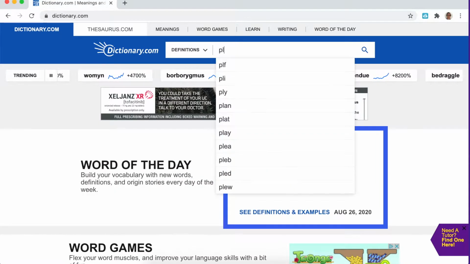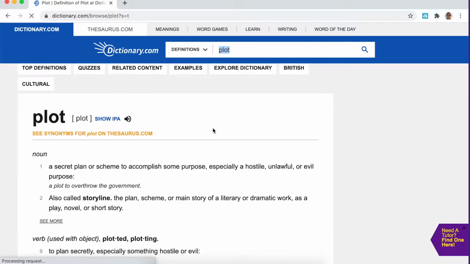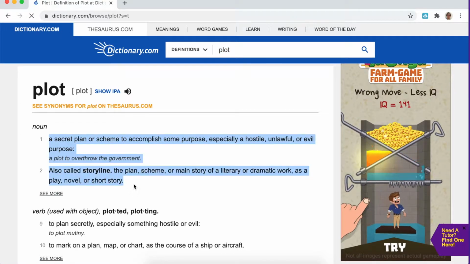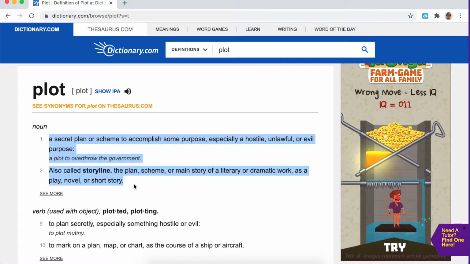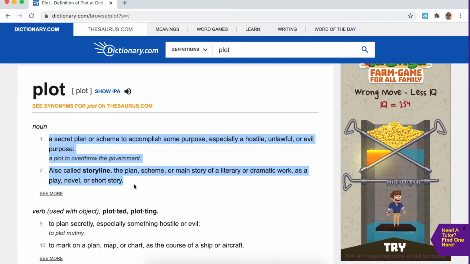Now if we look up plot in the dictionary, the first definition that comes up, the noun form, is a secret plan or scheme to accomplish some purpose. But the second definition is closer to what we're doing with plot. And it says, also called storyline, the plan, scheme, or main story of a literary or dramatic work, as a play, novel, or short story. When you plot something, that means you're planning something. And in the storyline, the plot is basically what the characters do. What's the plan for the story?